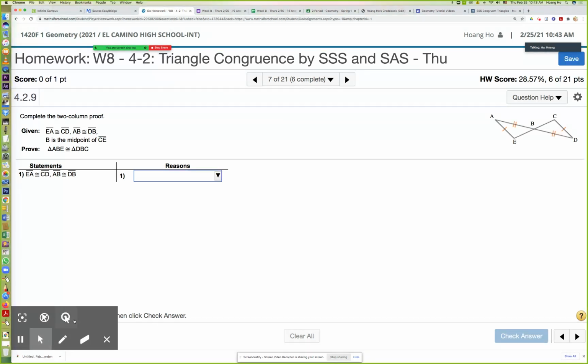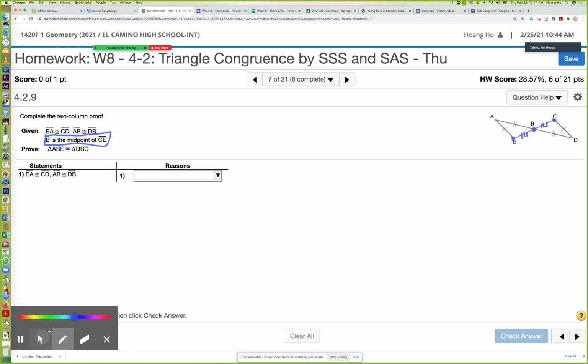Now complete the two-column proof. Prove these two triangles are congruent. What else do we have? These two triangles... Oh no, I don't have it. Are they congruent? I don't think they are congruent. Oh, there is a midpoint. B is a midpoint of CE, right there. So are these two sides congruent? So they are congruent by sides.